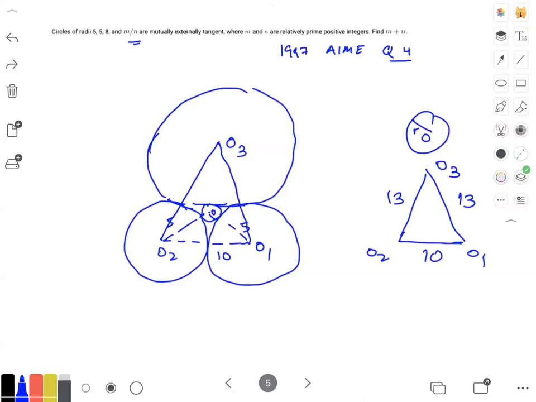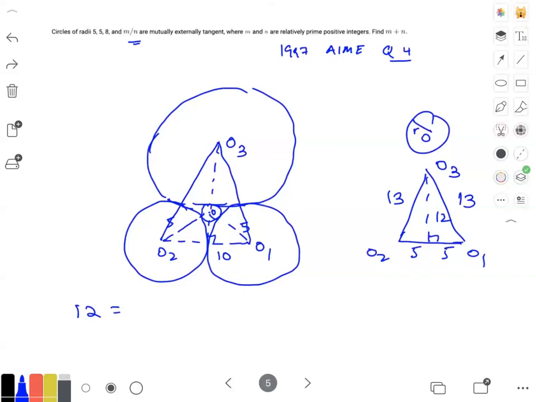So let's try to find the height, because since this is kind of symmetric, since we have basically two radii of 5 and a radius of 8, it's symmetric about this kind of altitude over here. So it's easy to find: since this is isosceles, it bisects, so the altitude is 12. So I know that this altitude is 12, but I can come up with it in another way, right?